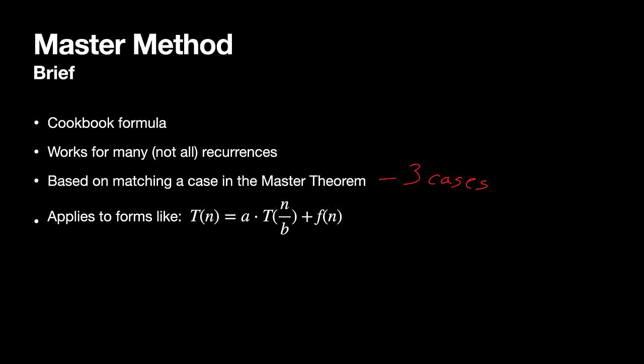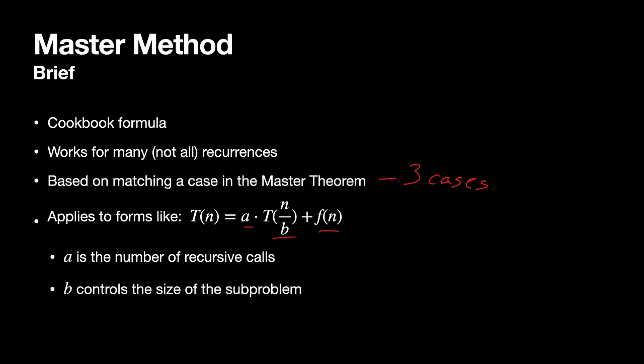The master theorem describes recurrences of this form: T(n) = a times T(n/b) plus f(n). So this is very comparable to the forms that we've looked at so far. Just like before, a represents the number of recursive calls, and b controls the size of the subproblem. And finally, f(n) is the work done other than recursion. Okay, so let's go ahead and look at the master theorem.